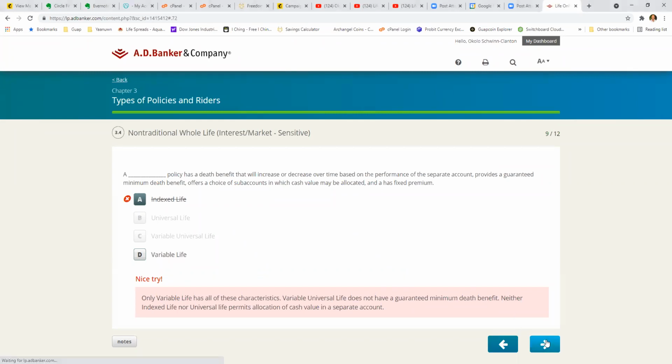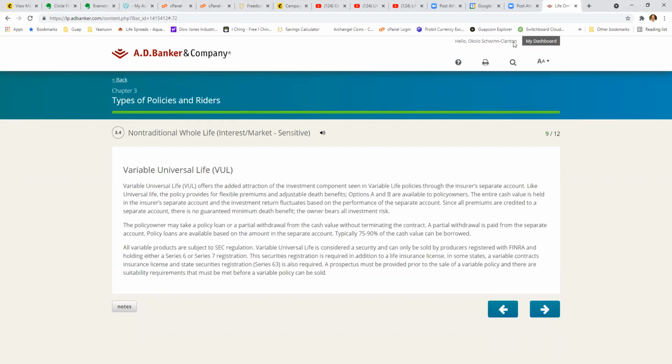So we might do chapter 3 again, actually, tomorrow. So variable universal life. Variable universal life offers the added attraction of the investment components seen in variable life policies through the insurer's separate account, like universal life. The policy provides for flexible premiums and adjustable death benefits. Option A and B are available for policy owners. The entire cash value is held in the insurer's separate account, and the investment return fluctuates based on the performance of the separate account. Since all premiums are credited to a separate account, there is no guaranteed minimum death benefit. The owner bears all investment risk.